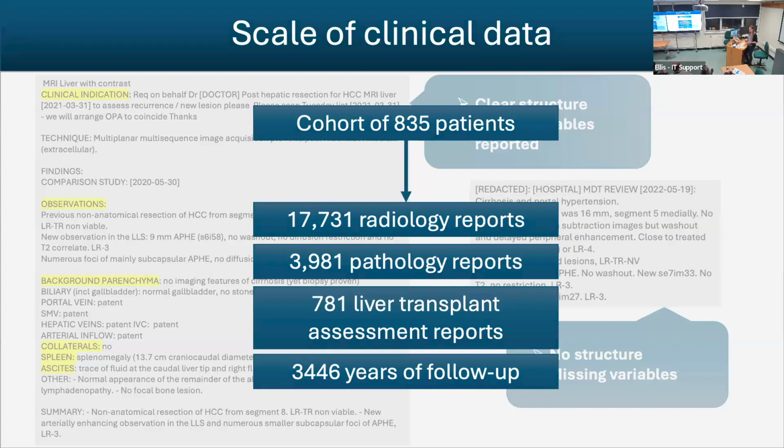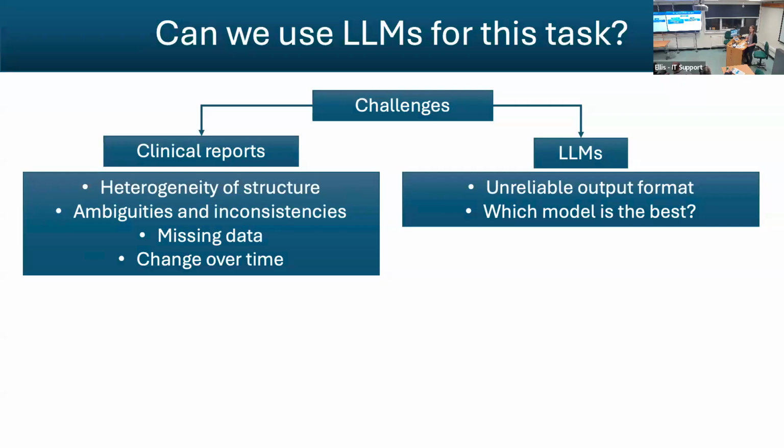And yet another challenge is obviously the volume of data. I think most of us have done audits before, and we know how much time it takes to curate this data manually. So the cohort that I'm working on is a cohort of 835 liver transplant patients, and that is over 22,000 reports across their patient journeys and more than 3,000 years of follow-up all put together. Now, we cannot possibly do this by hand. So the question arises, can we use some of the new technologies like large language models for this task?